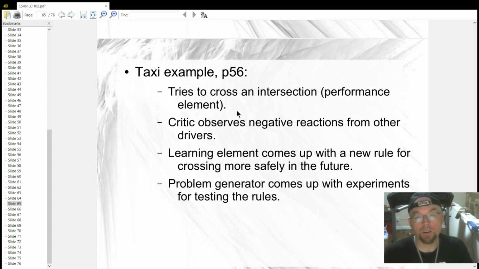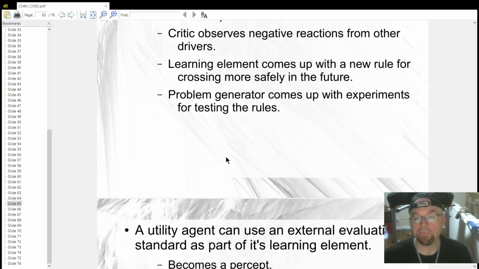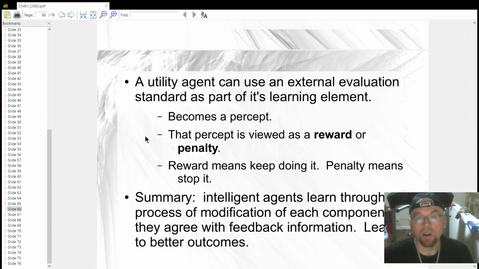Right? So the performance element made a decision, tried to go through the intersection. The agent observed the negative reactions from other drivers. The critic said, bad. Learning element said, all right, well, let's try a new rule so that way we avoid bad. And then the problem generator said, okay, let's run through that in our head. How's that going to play out? Let's test that rule. Okay? All right.